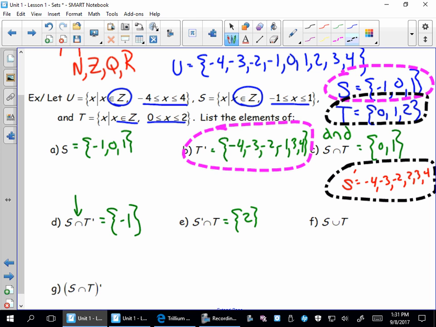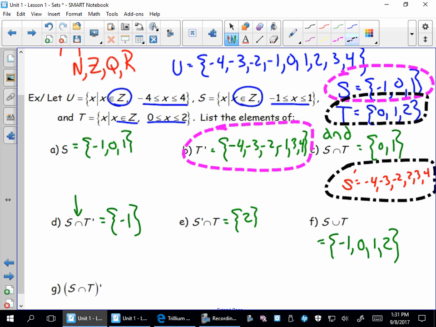Okay, let's try F. F is S or T. So anything that's in S or anything in T. So I see a -1. I see a 0 in both. I see a 1 also in both. And I see a 2. As long as it shows up somewhere in S or T, it gets into my list.